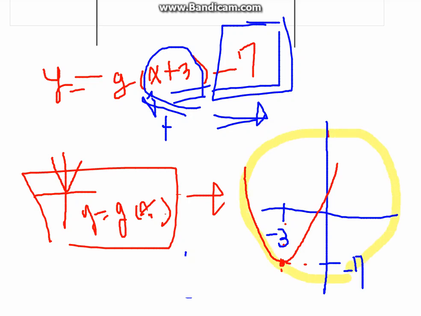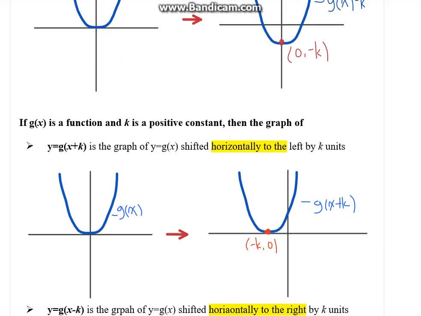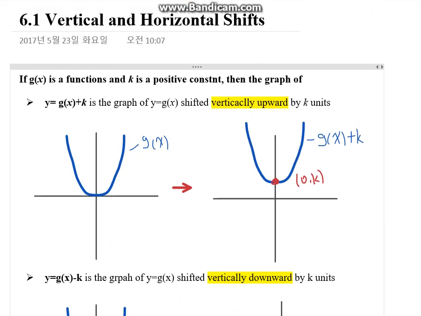So I hope that helped you, and that's it for 6.1 vertical and horizontal shifts.